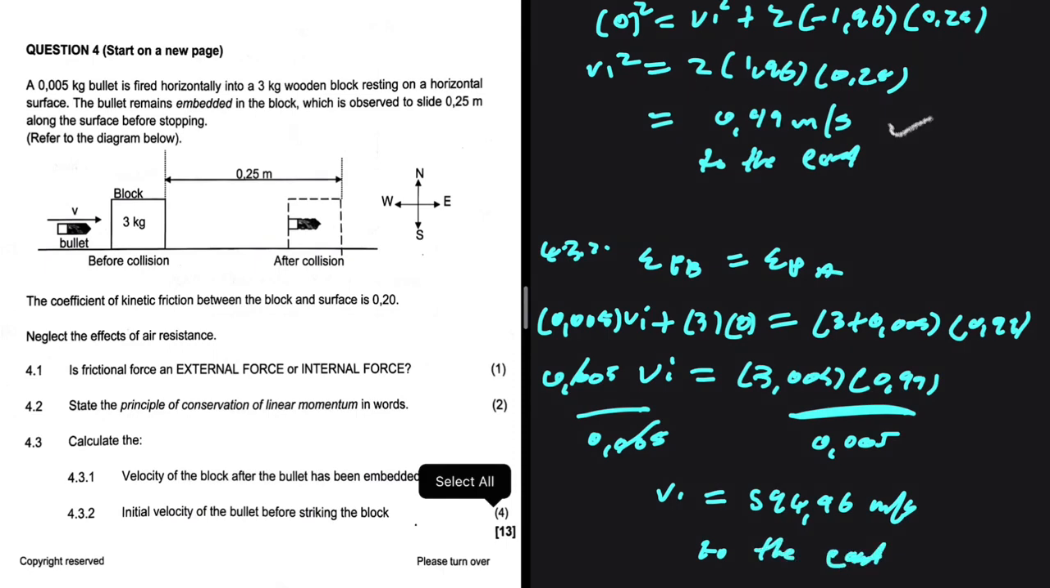Something cool to think about. This is 594 meters per second. It is greater than the speed of sound, meaning that if you were to get shot by this bullet, you would hear the sound after getting shot.